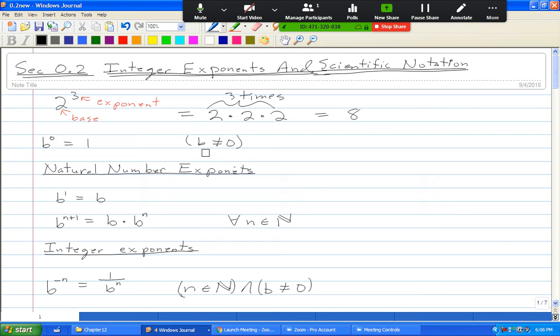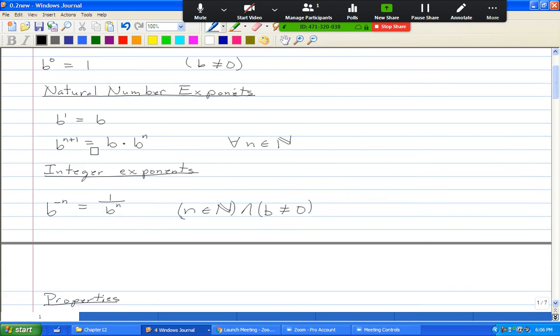Suppose that my base b is not equal to 0. Then I will define b to the 0 as equaling 1. Let me define natural number exponents. So suppose I have some base b, then b to the first is defined as b. b to the n plus 1 is defined as b times b to the n for any natural number n.